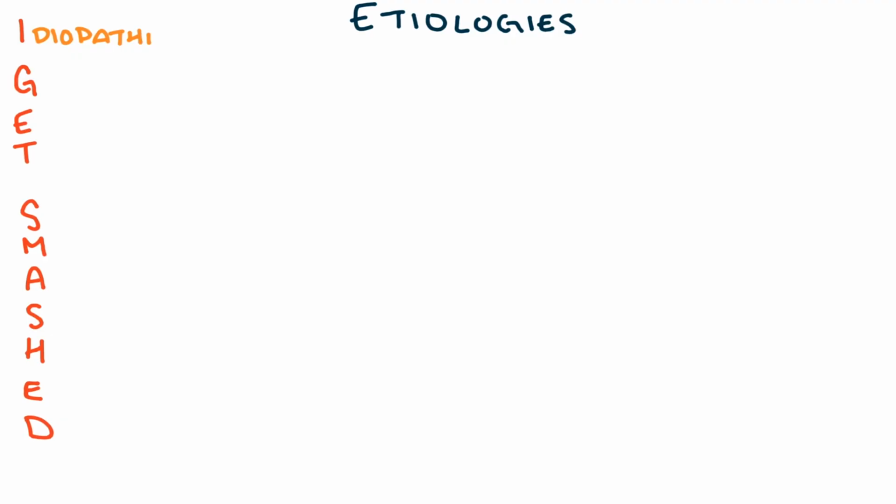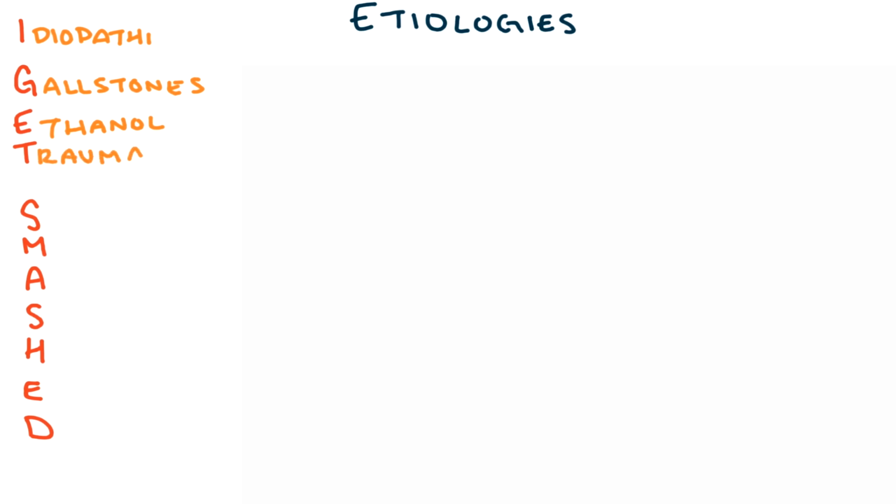Let's take a look at a mnemonic to help remember the etiologies of acute pancreatitis. The mnemonic we'll use is I get smashed. Now let's go through what each of these letters represent. I stands for idiopathic. Sometimes there is no clear etiology for acute pancreatitis. G is for gallstones, which is the most common cause of acute pancreatitis. E is for ethanol, which is the second most common cause.